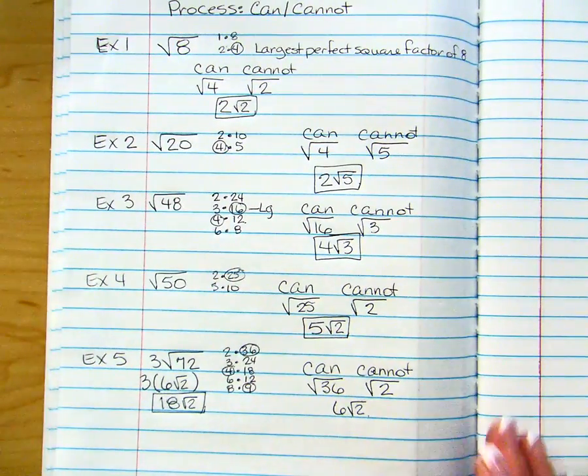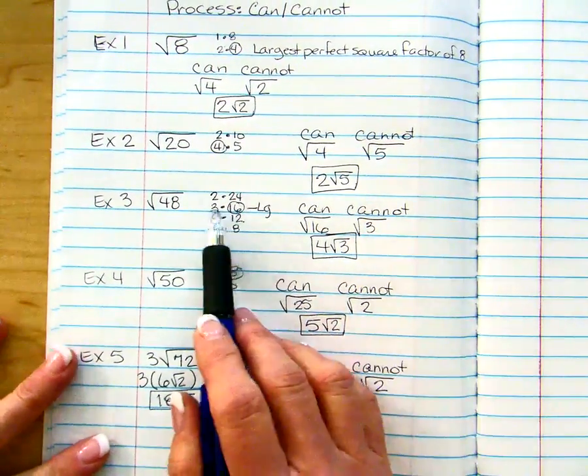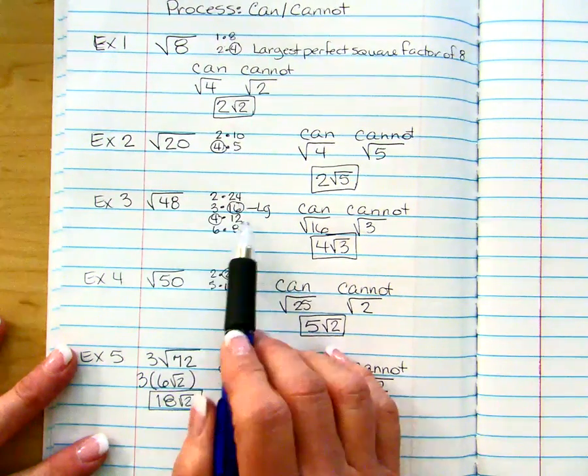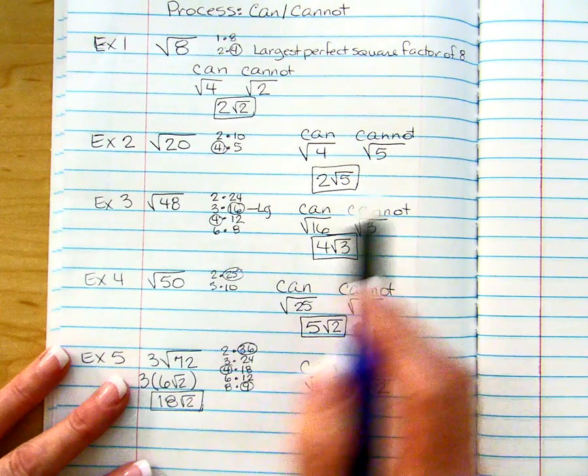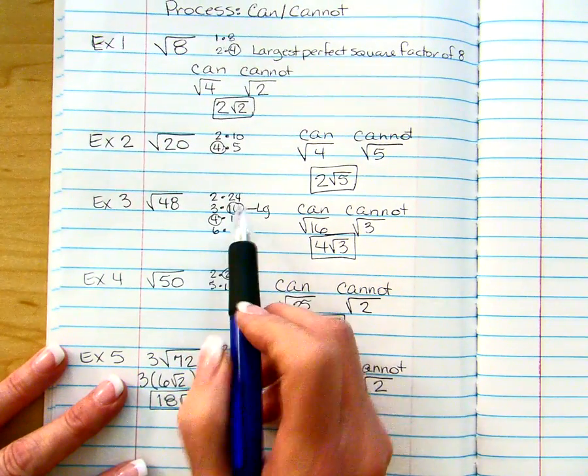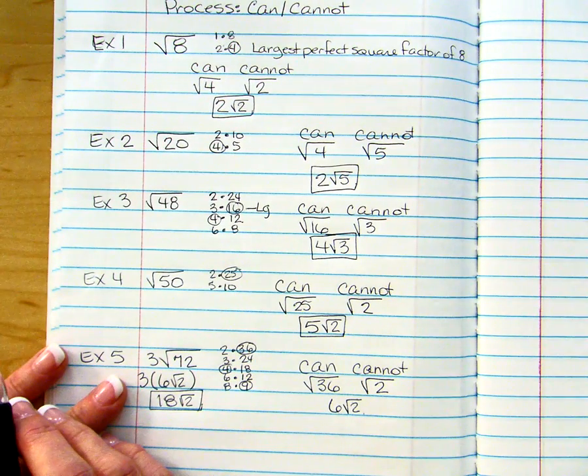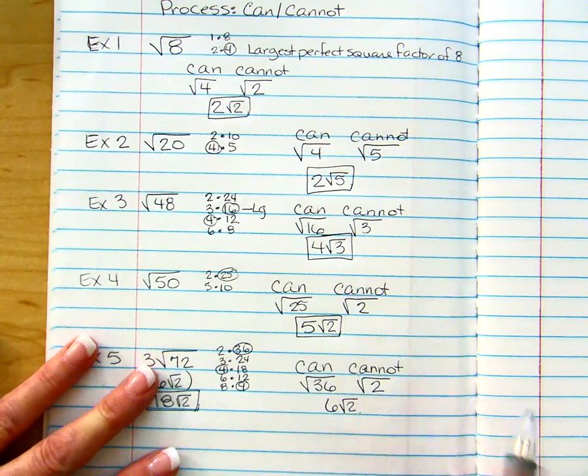For example 3, we have the square root of 48. Factor pairs are 2 times 24, 3 times 16, 4 times 12, and 6 times 8. There are 2 perfect square factors, 4 and 16, the largest being 16. So we will use the factor pair 3 times 16 in our cannot process.